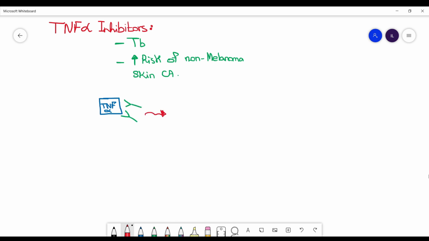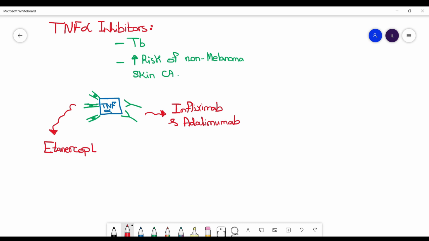The first type is in the form of antibodies, and these are infliximab and adalimumab. And the second type is just a fusion protein, a decoy protein that can attach to TNF and inhibit it. And this is etanercept. By inhibiting the TNF, we are inhibiting the inflammatory response in the body and so the autoimmunity. I'm focusing on this mechanism because they like to ask about the TNF inhibitors and how to differentiate antibodies versus the fusion proteins.